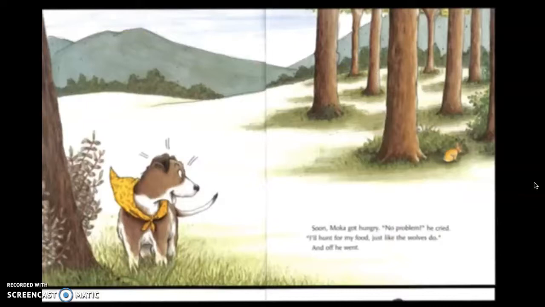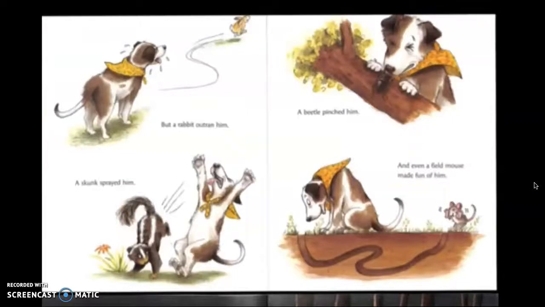Soon, Mocha got hungry. No problem, he cried. I'll hunt for my food, just like the wolves do. And off he went. But a rabbit outran him. A skunk sprayed him, a beetle pinched him, and even a field mouse made fun of him. By nightfall, Mocha was miserable. He missed Michelle. I even miss her tea parties, he mumbled. But I can't give up yet. There's just one more thing I have to try.